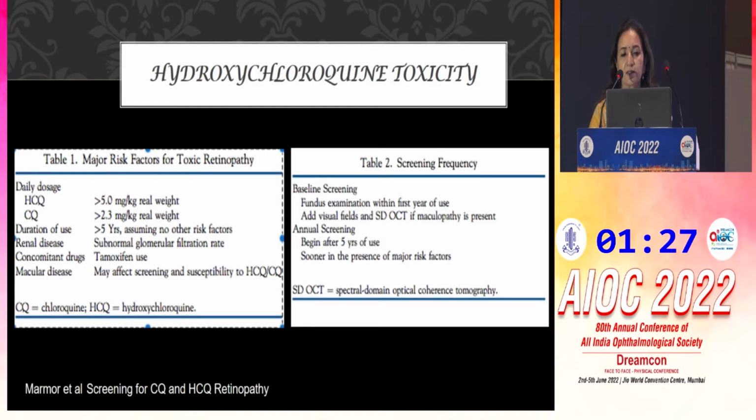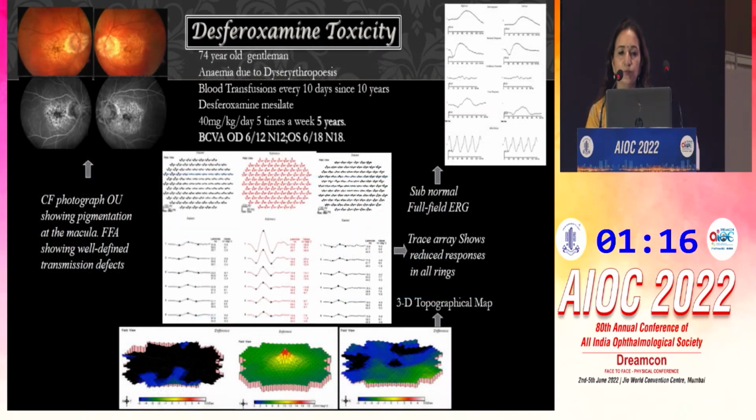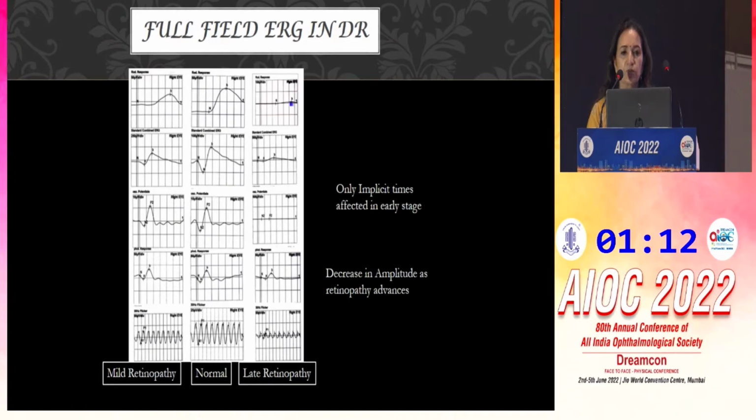Risk factors are any dose more than 5 mg per kg body weight for more than 5 years. Patients must undergo multifocal ERG at least once a year, and if possible at baseline as well. If you do, it is useful. Other drugs can also give you an indication on multifocal ERG.